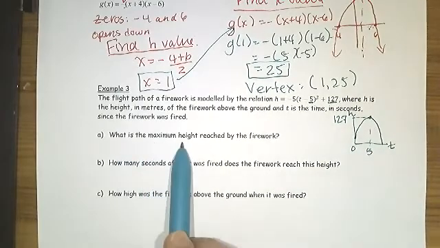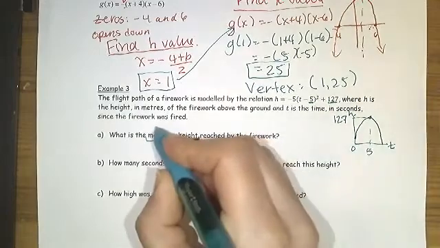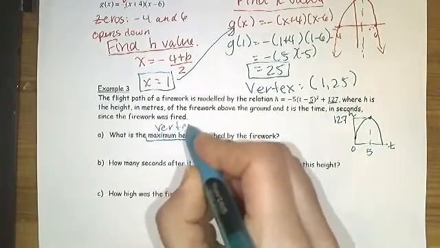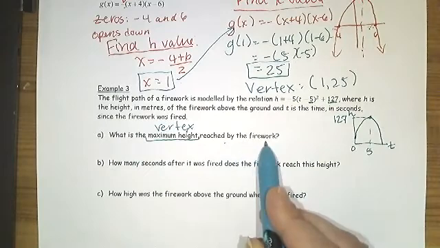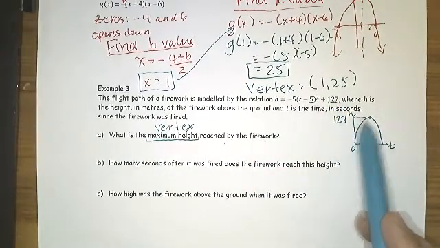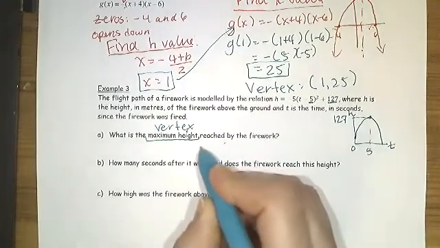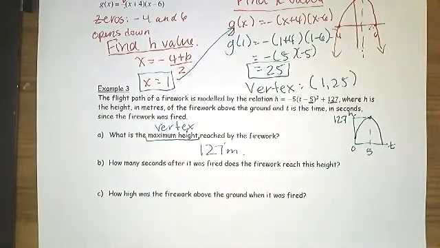What is the maximum height? So we're looking for maximum height. This should trigger right away that you need your vertex, right? When we see the word maximum reached by the fireworks. So once again, this is our vertex. We know it reaches the maximum height of 127 meters.